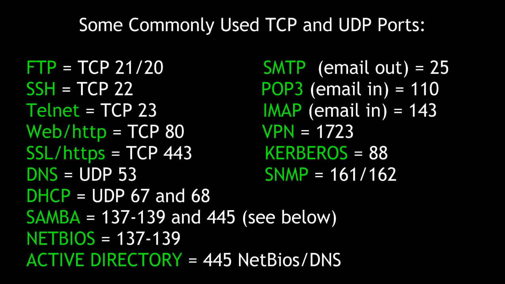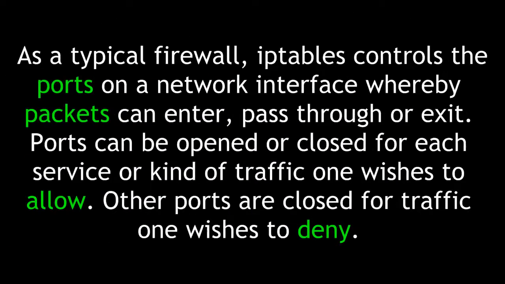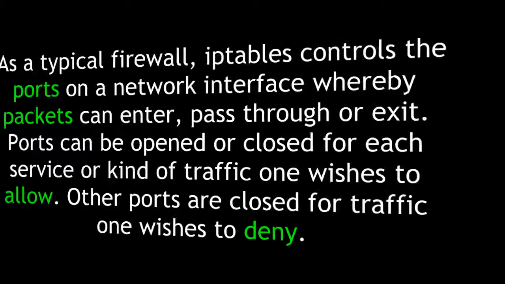To configure IP tables or any other firewall, we must know the ports required for a particular service and open those ports while closing other ports that are not being used. Once again, as a typical firewall, IP tables controls the ports on a network interface whereby packets can enter, pass through, or exit. Ports can be opened or closed for each service or kind of traffic one wishes to allow. Other ports are closed for traffic one wishes to deny.